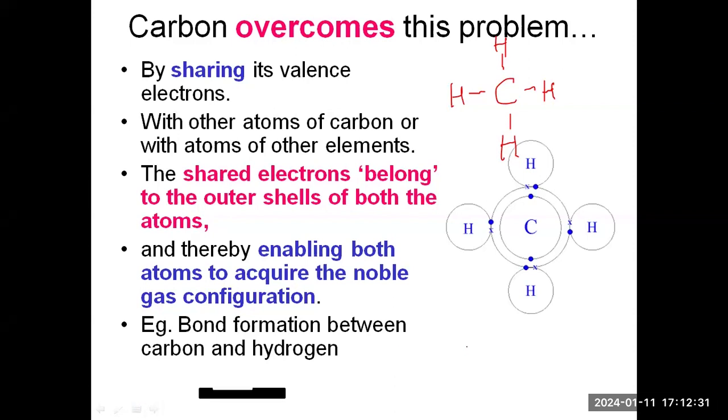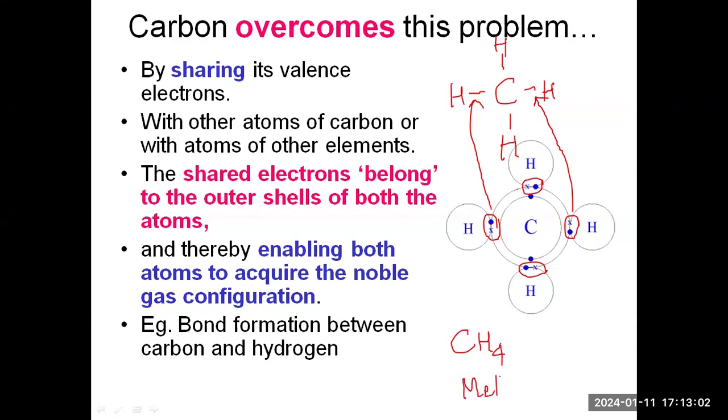Now you can see here the electrons shared between carbon and hydrogen. Hydrogen has valency 1 and carbon has valency 4. So here 4 electrons are shared, which are denoted by these lines. You can see here, they are denoted by these lines. So these are 4 covalent bonds. It makes the compound CH4, methane.